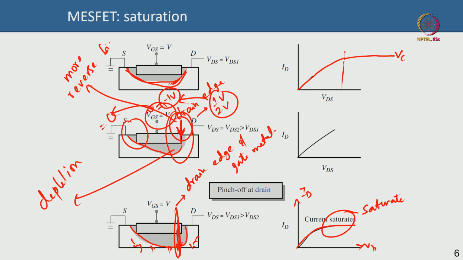So, this is at a certain gate voltage, say minus 1 volt. At minus 2 volt it will be something like that. At minus 0.5 volt maybe it is something like that. At 0 volt it will be something like that. So, that is your classic output characteristics.